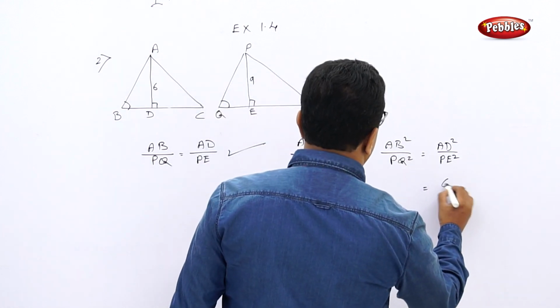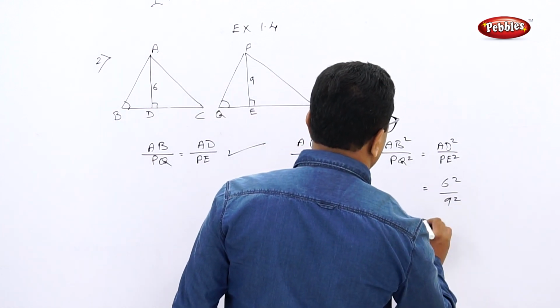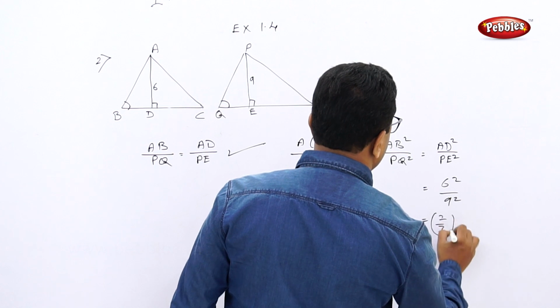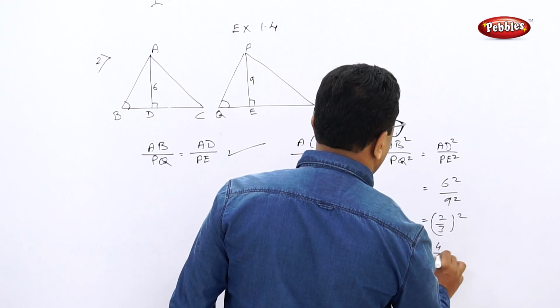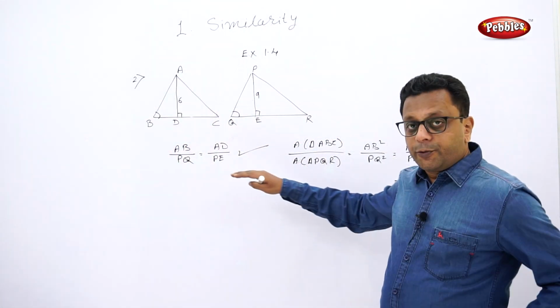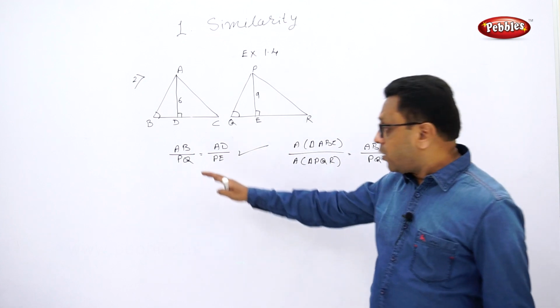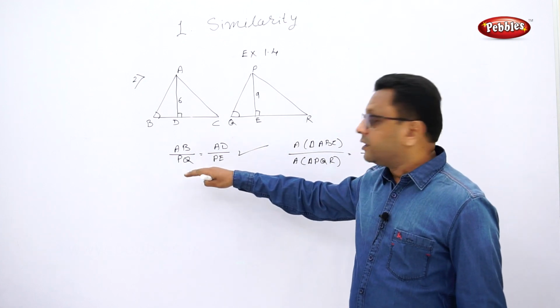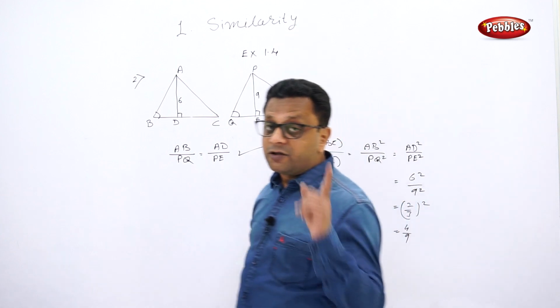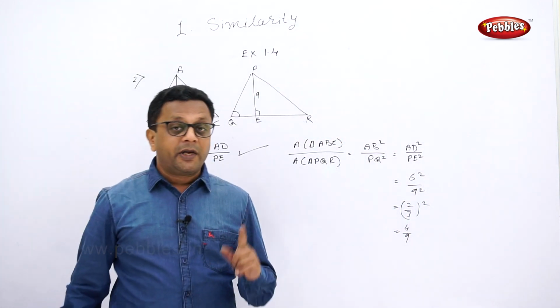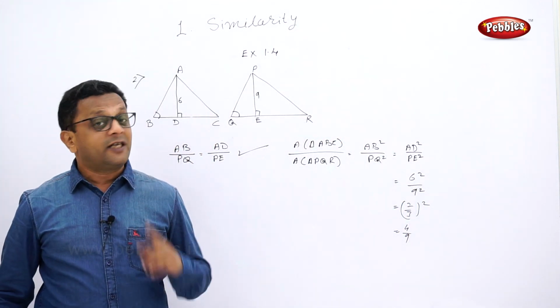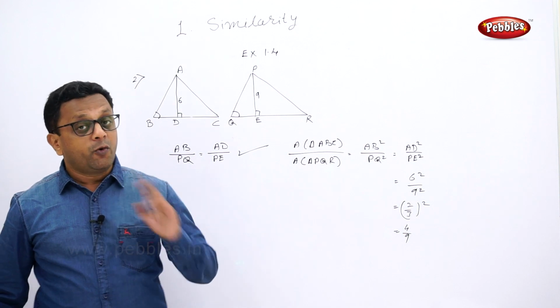Now you can write that it is equal to 6 square upon 9 square, that is 2 by 3 whole square, that is 4 by 9. I hope you understood why you have to prove this first. And this happens for medians also, because in case of median also, that is not a theorem. We prove it in this way.